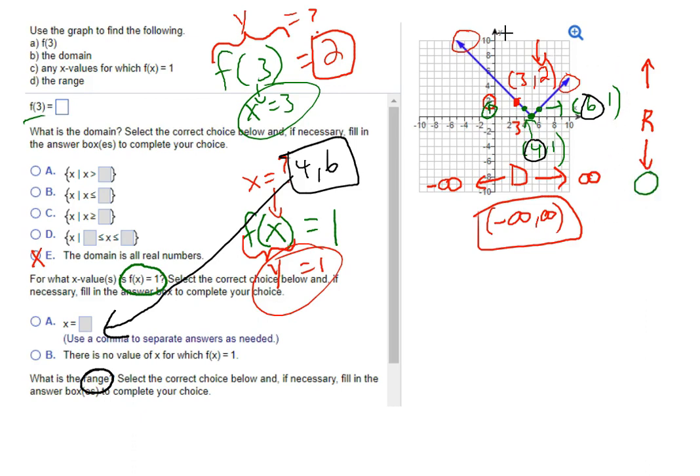And how high does it go? Well, it goes up forever, right? That's what these arrows indicate. So it's going to go up to infinity. So my range in interval notation would be from 0 to infinity.